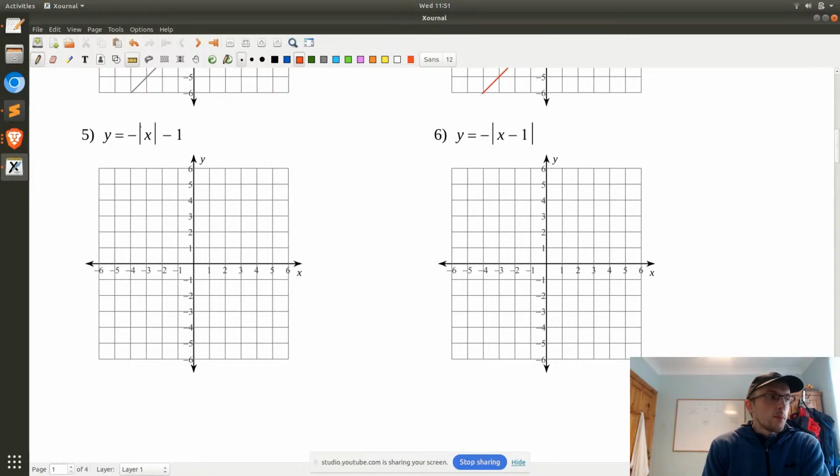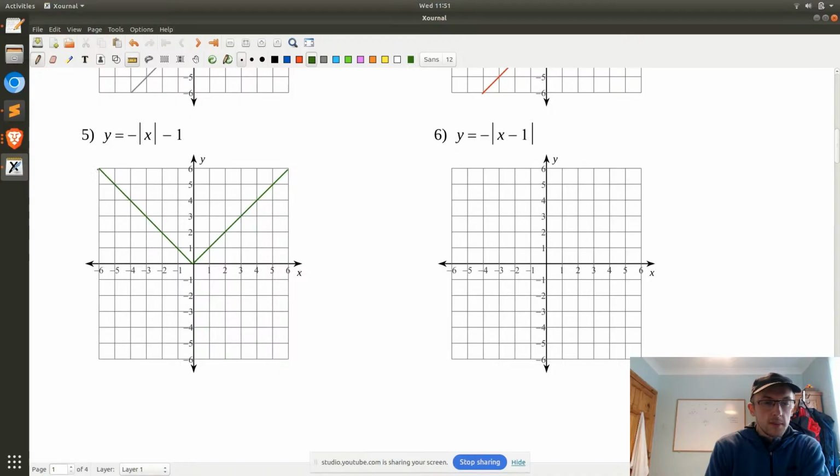Okay, what about this one here? The negative absolute of x take 1. So, what does the ordinary absolute value function look like? It just looks like a V, like a perfect V like that. I'm going to do my final answer in red. I just want to show you my thinking and the steps towards getting that answer.